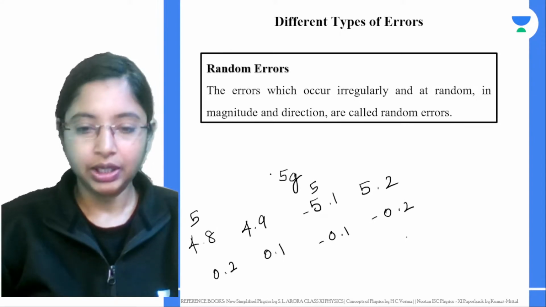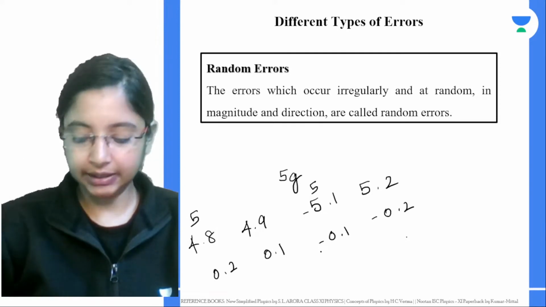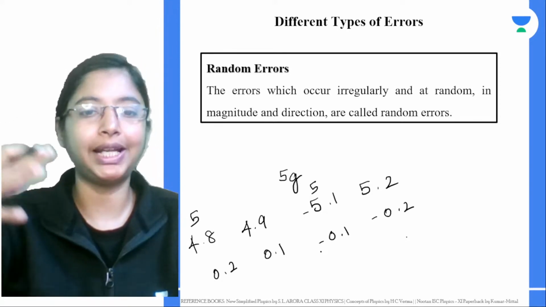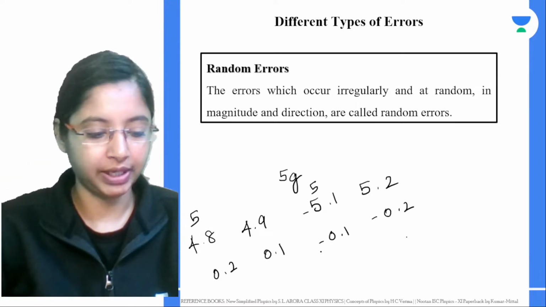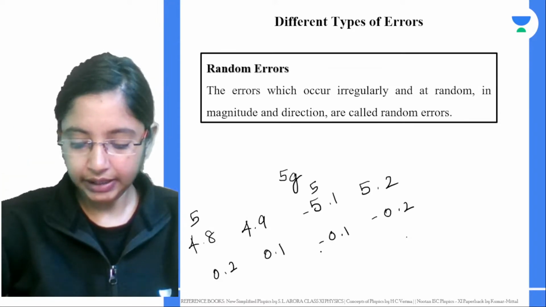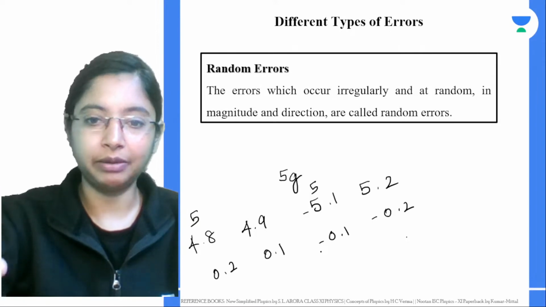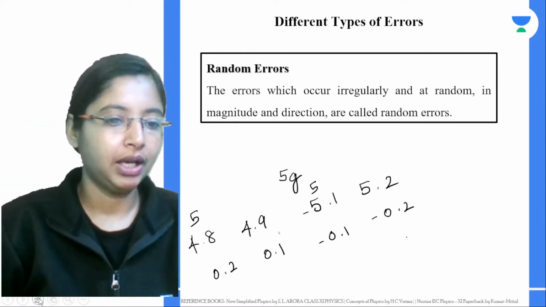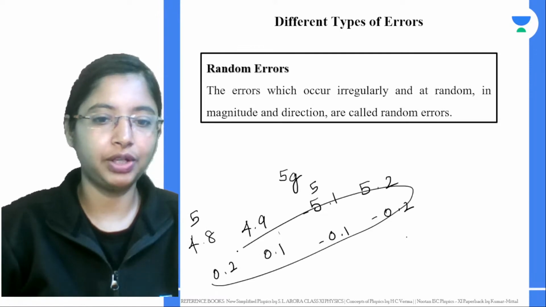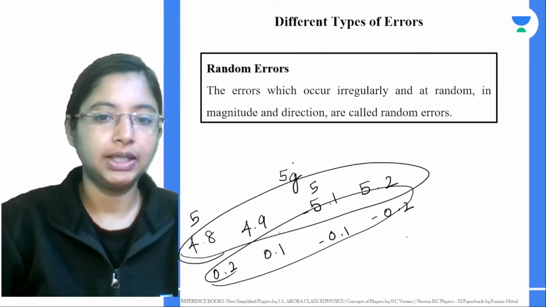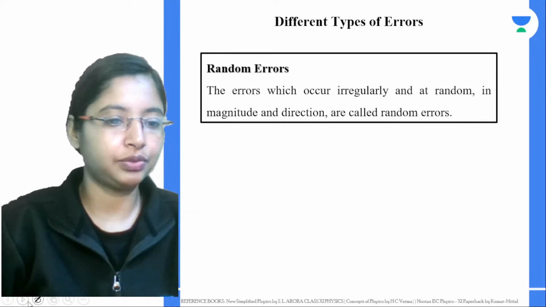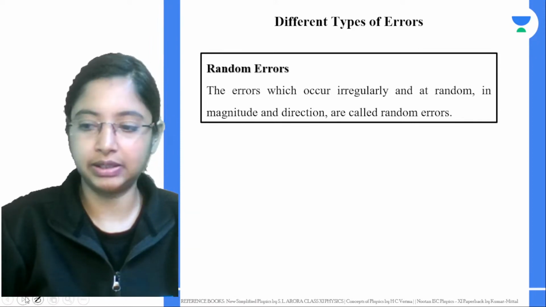Because of this, if you take a large number of observations, you can take 5, 10, or many observations, and take the arithmetic mean of all of these values to get the actual value. If you take the mean of all of these values, it will come close to 5 grams. In that way we can avoid these random errors.